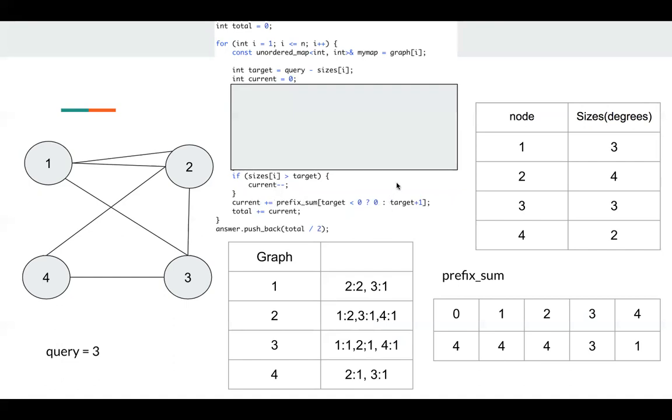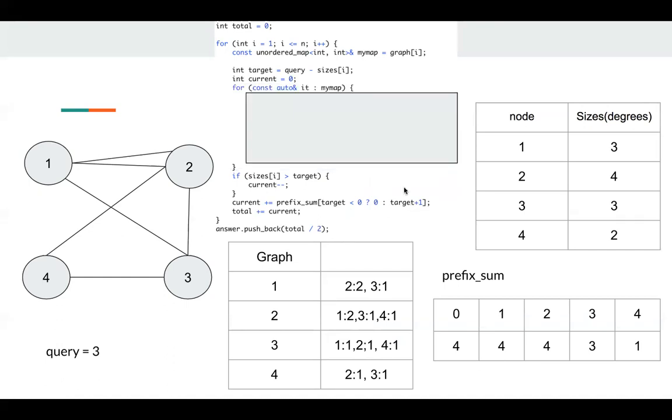Okay, the second bug here is that for the pairs that are neighbors, for example 1 and 2, they have 2 shared edges. So the total edges is degree of 1 plus degree of 2, then minus the shared edges, which is 2. So we cannot just simply use this line. So we need to separate the calculation of neighbors and non-neighbors. Here, we will iterate over every neighbor of node 1. And if the degree of the neighbor is greater than target, we will decrease the current variable, since the effect will be added back in this line.